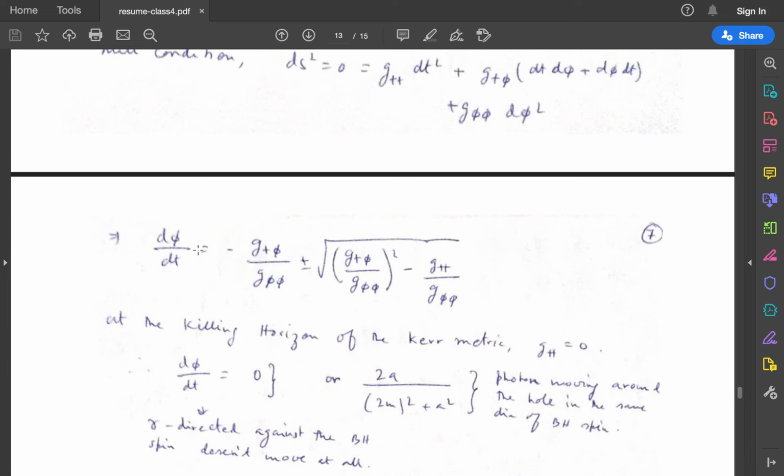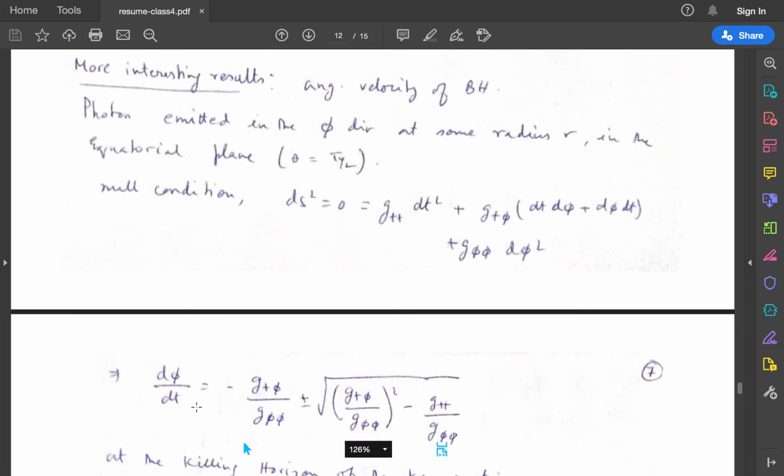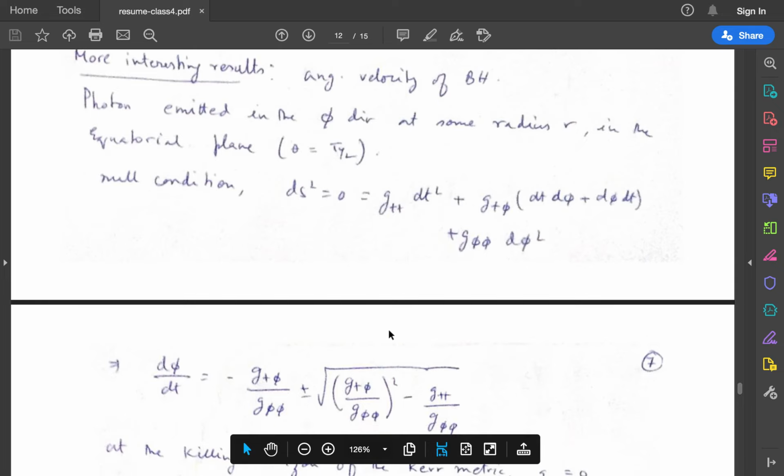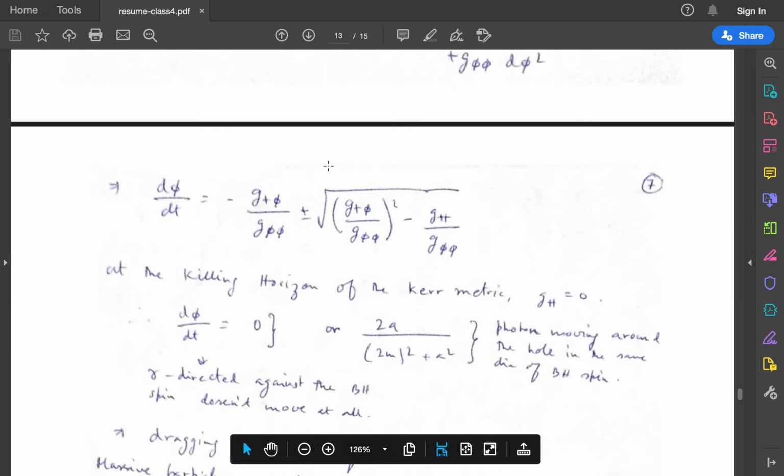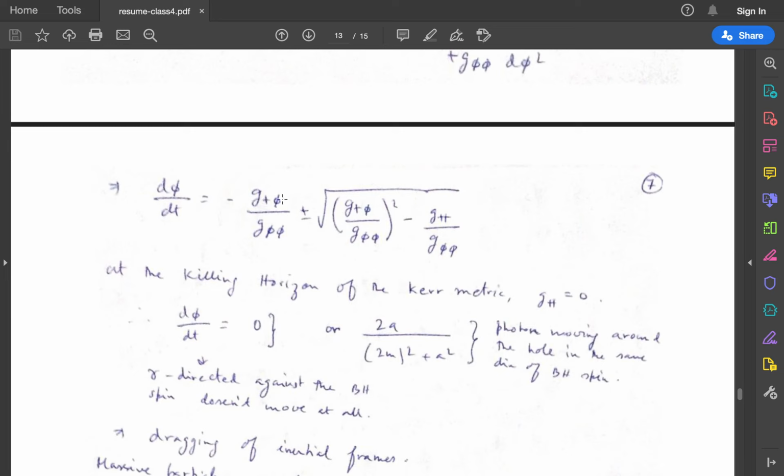We have two solutions for d phi by dt. This is related to how phi changes. This gives how phi changes with time. Remember that this equation is given by the t phi and tt coefficients of the metric. But let us see what d phi by dt is at the killing horizon. At the killing horizon of the Kerr metric, we have gtt equal to 0. That is how the killing horizon is defined. So if I put gtt equal to 0, I have two solutions. Either d phi by dt is equal to 0, or, if I put all these things back here, it will give me 2a over (2m) whole square plus a square.